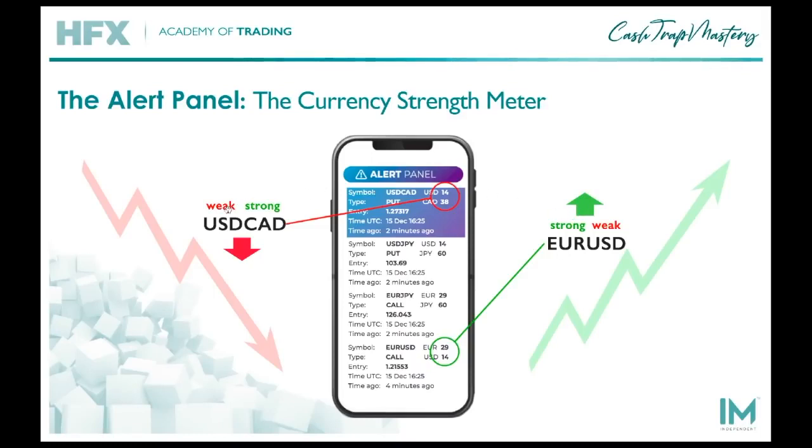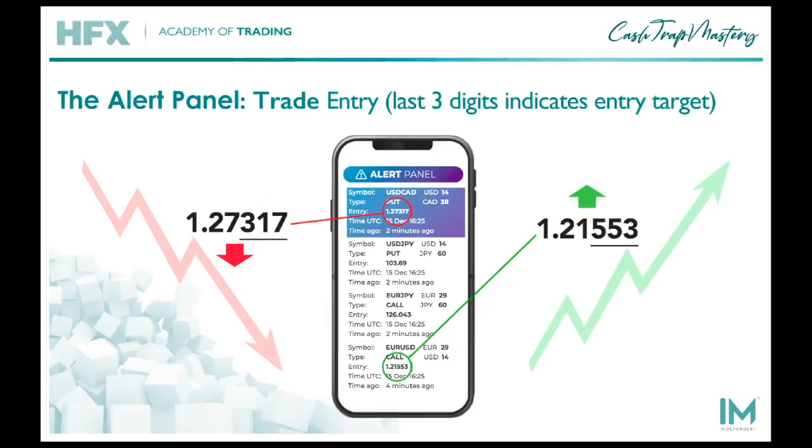So always just look at the first currency in the pair and identify if it's either the smaller or bigger of the two numbers, and that indicates trend direction. And finally, to identify where to place your trade, the alert panel will give you a specific entry price.